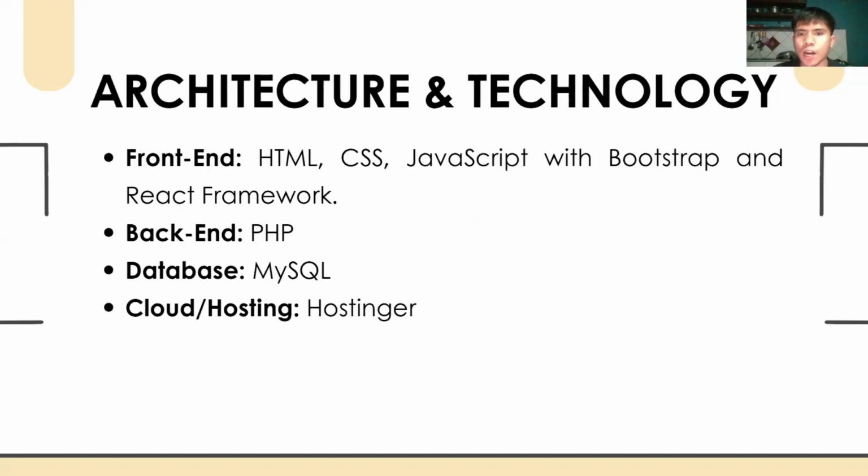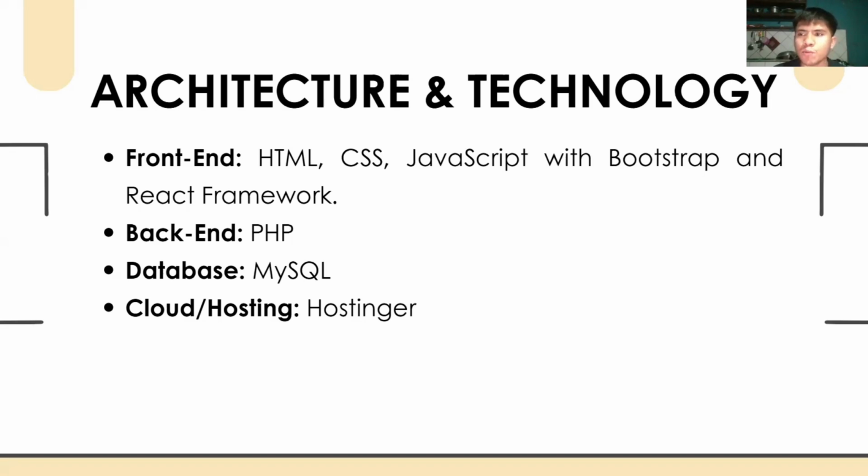The third point is the architecture and technology. Here, we will discuss the technologies involved in the different categories such as front-end, back-end, database, and cloud or hosting. For the front-end, we have HTML for structure, CSS for styling, JavaScript for interaction with the user, together with the frameworks Bootstrap for CSS and React for JavaScript.